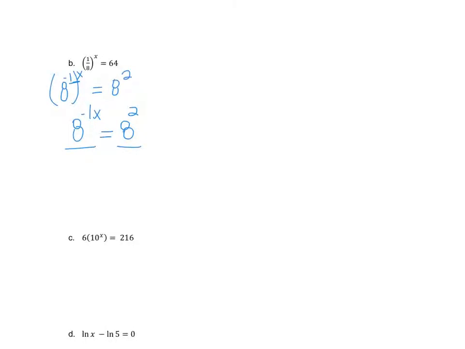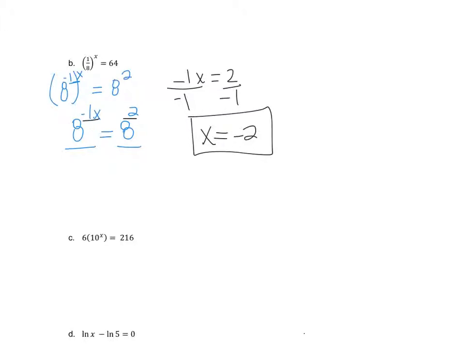Your bases are the same, so all you have to do now is just set your exponents equal to each other and solve. X equals negative 2. And there you have it. So those are examples of when you can make your bases become the same number on the left side and on the right side. Now we're going to move on.